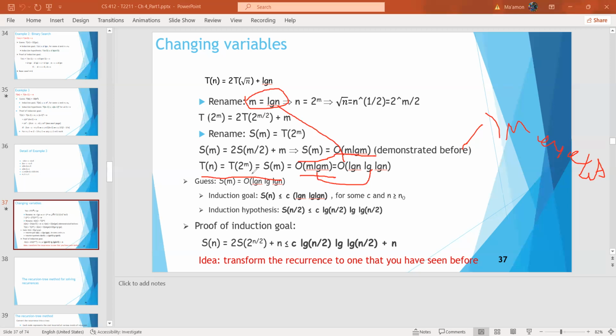Now we have simplified the formula here. So we are going to get that S of M equal O of log N. S of M is equal O of log N.